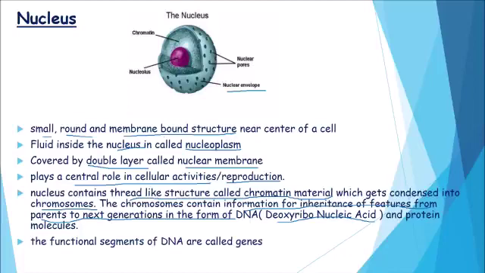Genes are present on the chromosome. Chromosomes are present in the nucleus. Nucleus is present in the cell. Okay, and the functional segments of DNA are called genes. This is what I told you just now. DNA is responsible for the characters of the person, which passes on to next generation.